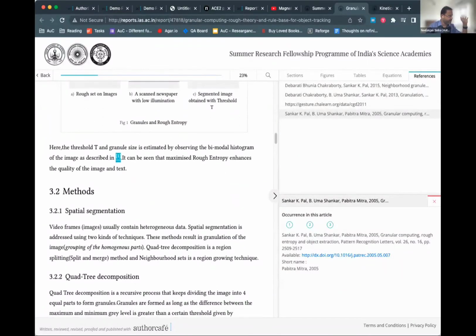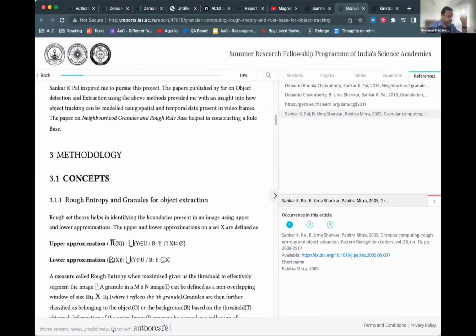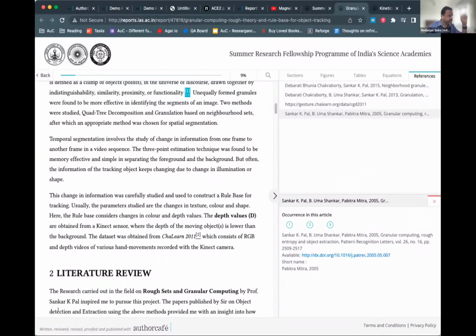And you can see at the bottom, it says written, reviewed, revised, proofed, and published with AuthorCafe. So the whole revision and proofing, which is basically going through some sequence of steps, that also has been done through AuthorCafe, which is more of a research administration part, which I'm going to skip today for obvious reasons. But this is how AuthorCafe helps right from knowledge creation to its administration, going through necessary revision, review and approval cycle, and then finally disseminating it on the web.